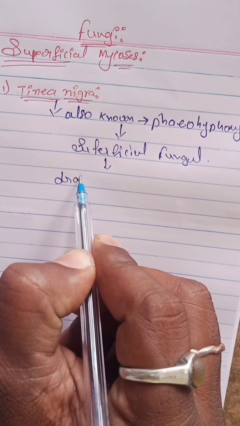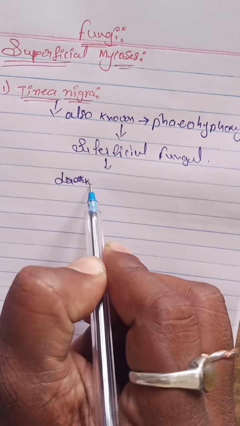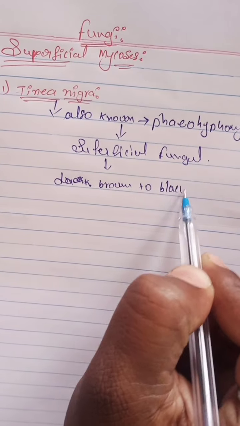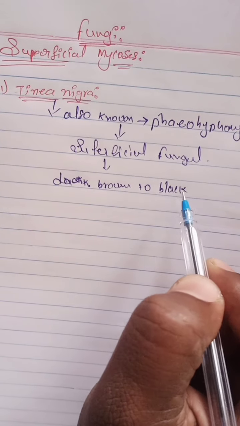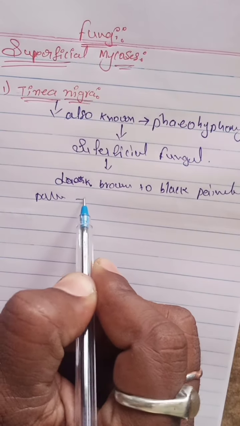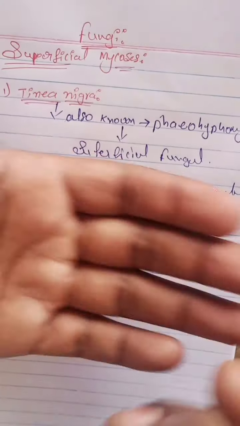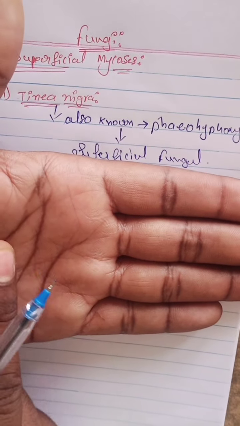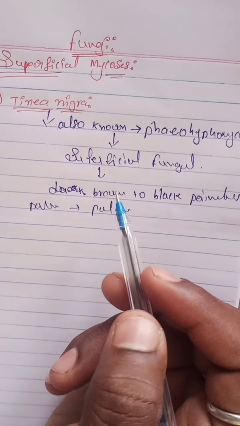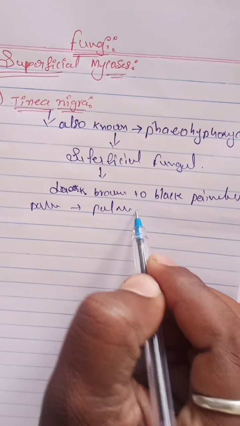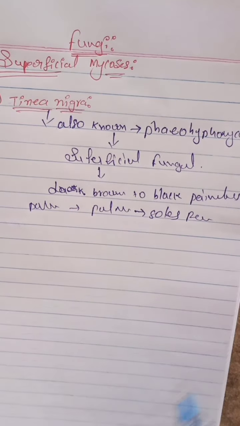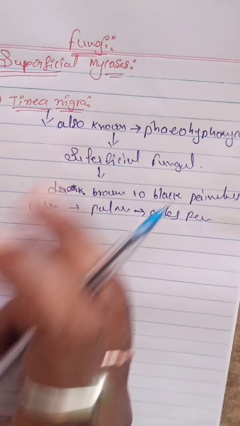The infection causes dark brown to black painless patches. These painless patches occur on the palm. So black or brown patches occurring on our palm are known as tinea nigra. It is painless. It is not only the palm; in the soles of the feet also, these types of patches are identified and considered as tinea nigra.